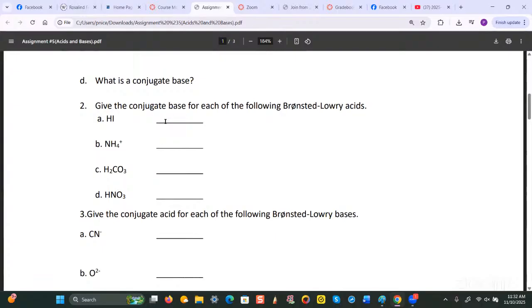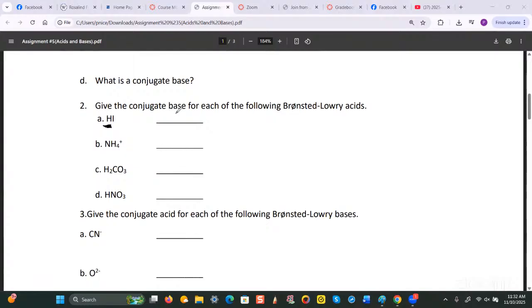So tell me what would be the answer for number 2A. Let's start off with that. Let me turn on my pen here. Okay, so what's the answer for A? When HI loses a hydrogen ion, what would be the resulting structure, or I should say formula?